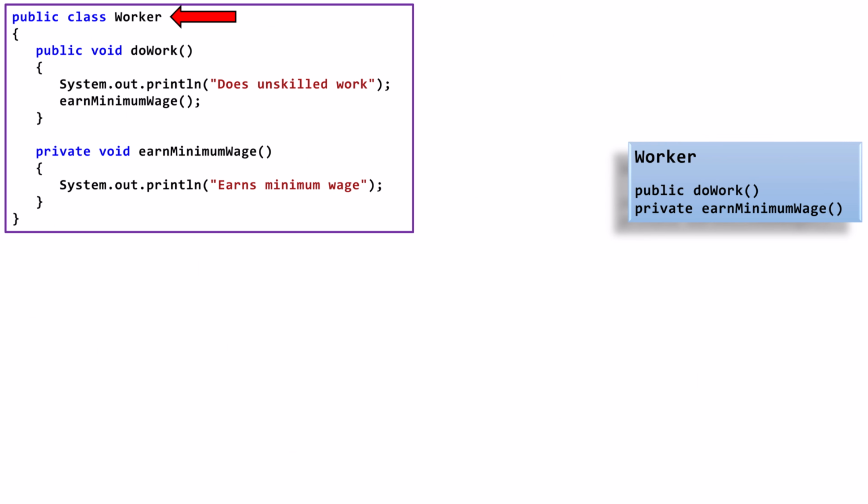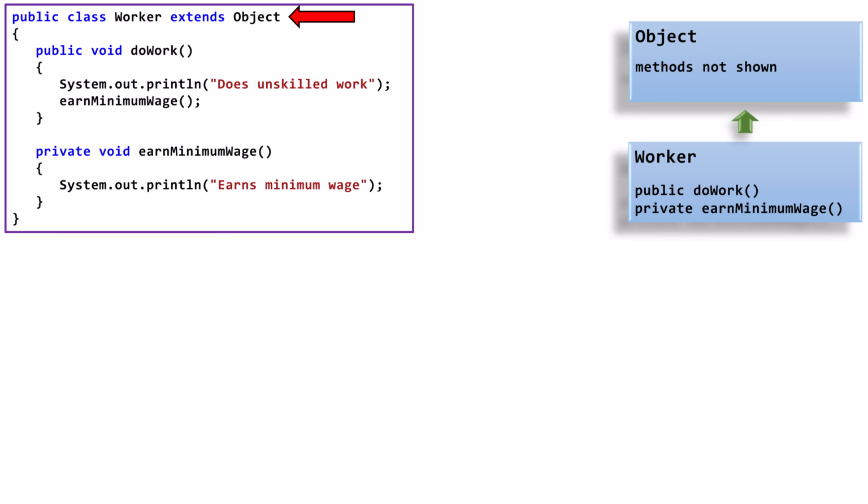The worker class does not explicitly extend anything, so it is not explicitly a subclass. However, it implicitly extends object, so it is a subclass of the Java object class. The extends keyword is how we tell Java that the class we are writing is a subclass of another class. Any class where we don't explicitly use the extends keyword implicitly becomes a subclass of the Java object class.